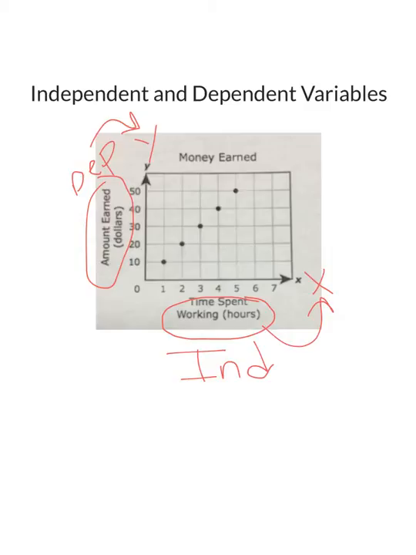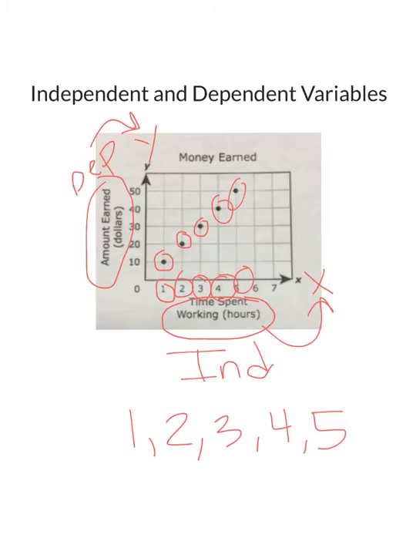So you may be asked to list the independent or dependent values graphed. If we're asked to list the independent values graphed, we're looking at the x's. We're looking at the x values for each of these points. So our first point has an x value of 1, so our first number would be 1. Our second point has an x value of 2. And then 3, and then 4, and then 5. So those are our independent values.